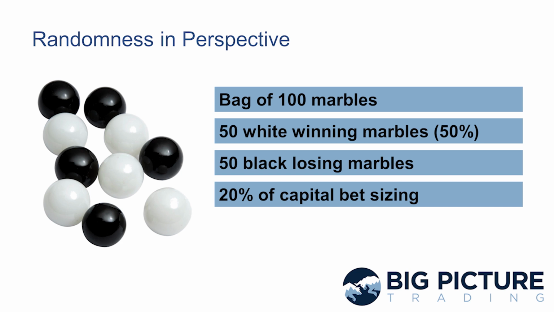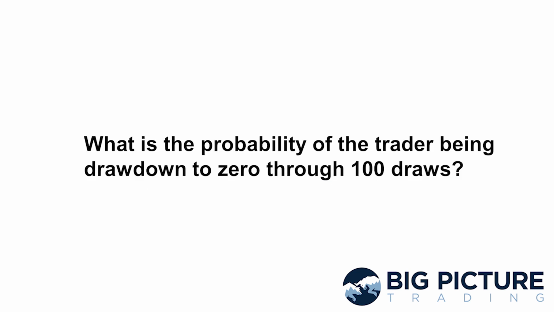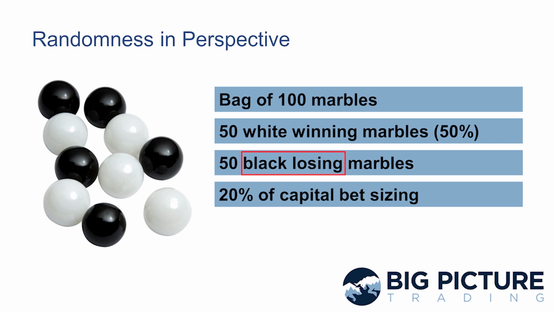I want to ask you a simple question. If we drew 100 of these marbles, always returning a marble to never change the 50-50 probability, what is the probability at any one time of the trader being drawn down to zero after a sequence of black marbles, of losing trades? Remember, if we draw a black marble, it's a losing trade and we lose $1,000. If we draw a white marble, it's a winning trade and we make $1,000.